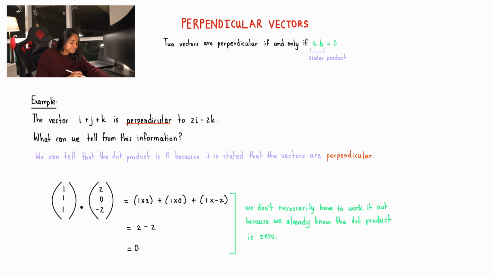So the vector i plus j plus k is perpendicular to 2i minus 2k, to this vector, right? What can you tell from that information? We can tell that the dot product or the scalar product is 0 because it is stated that the vectors are perpendicular. So what we could say is that these two, the dot product is equal to 0. And I'm just proving it in this case because you could basically jump from this to this. You don't have to go through all these steps. I'm just showing you that it's a fact. Okay, y'all? So we don't necessarily have to work it out because we already know that the dot product is 0 because of this special word perpendicular.